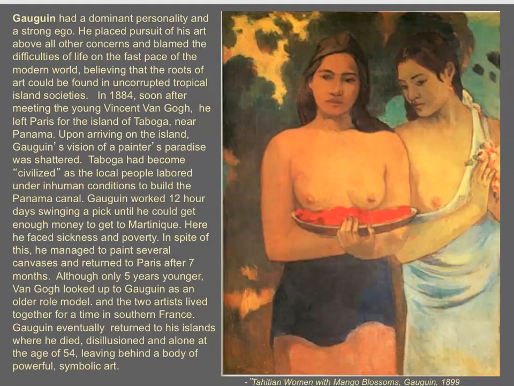They fought, and it was Gauguin's razor that cut off Van Gogh's ear. But eventually Gauguin went back to the islands, and he died young at the age of 54, disillusioned and alone. But he did leave this incredible body of work behind. This one is typical of how he depicted the island women. They always have a sadness in their eyes. That's characteristic of Gauguin's work.